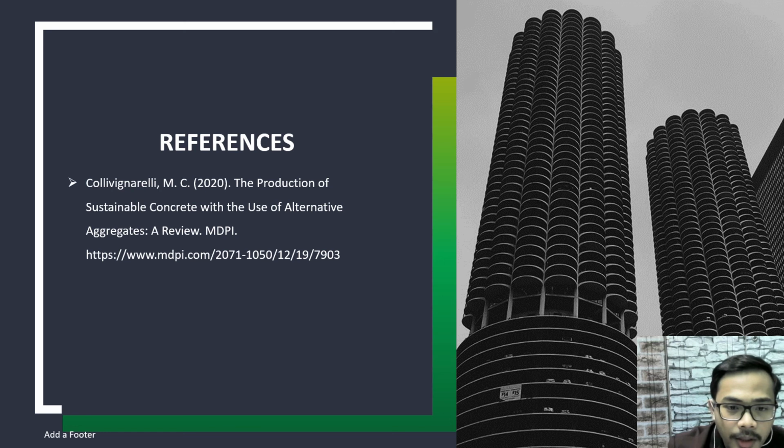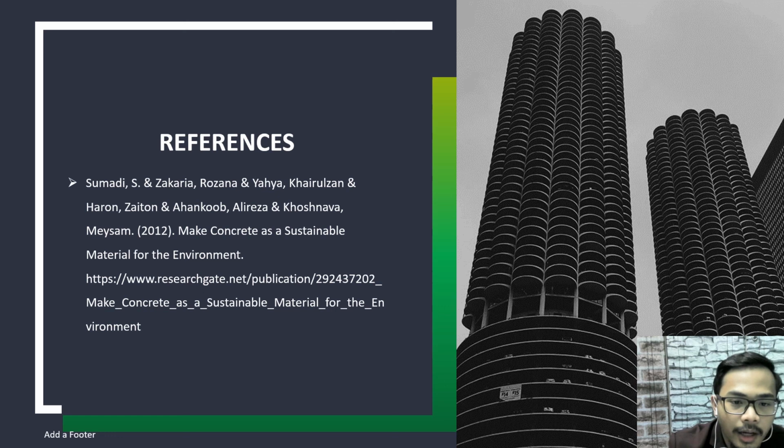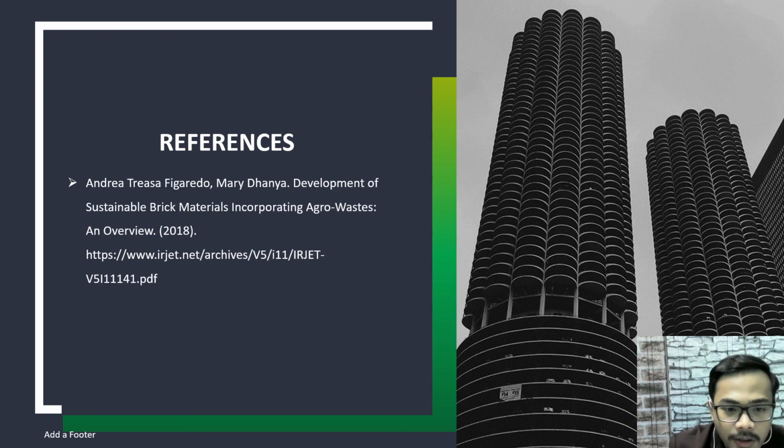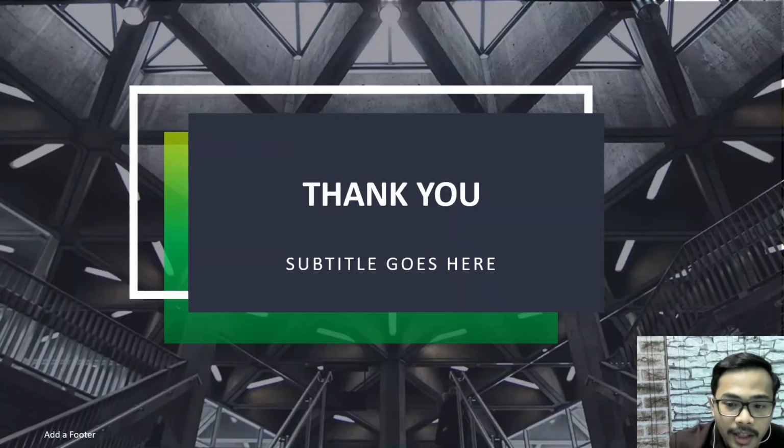It's from the production of sustainable concrete with the use of alternative aggregate. The next one is from making concrete as a sustainable material for the environment. And the next one is from utilization of plastic waste in manufacturing of plastic sand bricks. And the last one is sustainable brick materials incorporating agro waste.